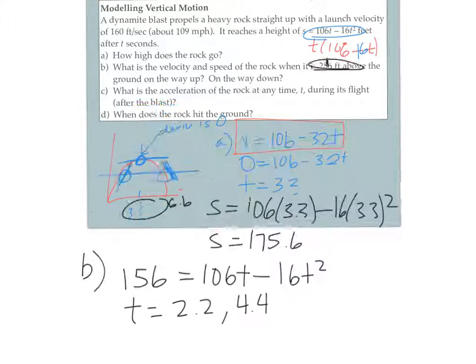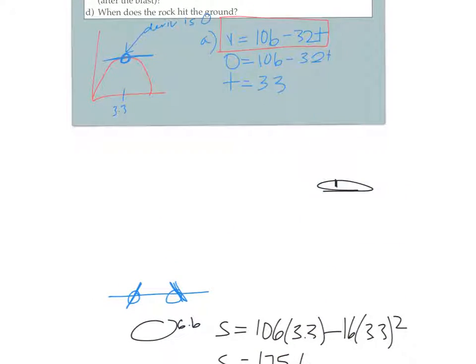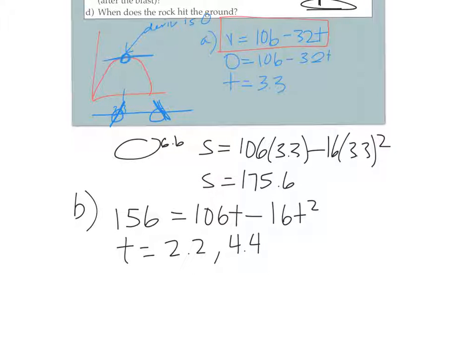So my velocity formula, which I already got, my velocity, so I want velocity at 2.2, I just plug that number into the formula, 2.2 minus 32 times 2.2, and you get 35.6. So then what would the 4.4 be?